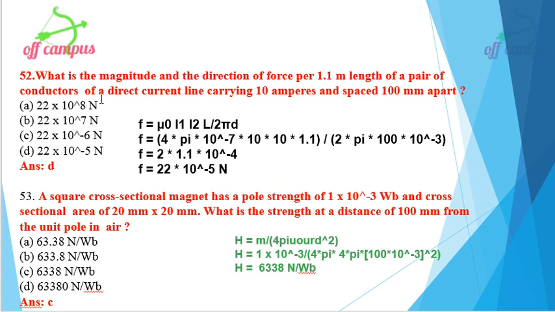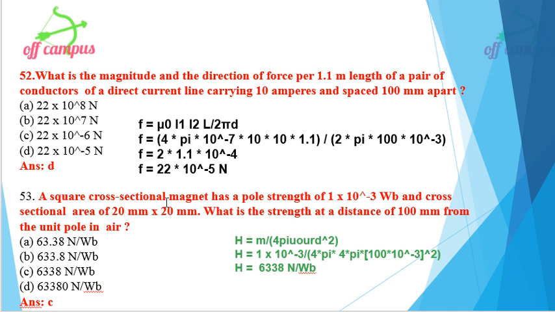In the options there is no 2.2. So, how can we write it? 22 into 10 power minus 5 Newton. According to the options we can simplify force equal to 22 into 10 power minus 5 Newton. Option D is the right option. This is a direct question, just apply the formula and substitute each and every value, and we will find the answer. No need of a calculator also. Then we will move on to the next one.